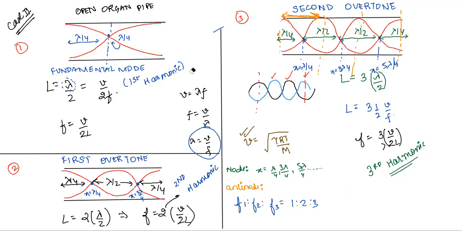We have how many antinodes here, Anukriti? 4. Yeah, right. This is 1, this is 2, this is 3, and this is 4. Now tell me their position, one by one.